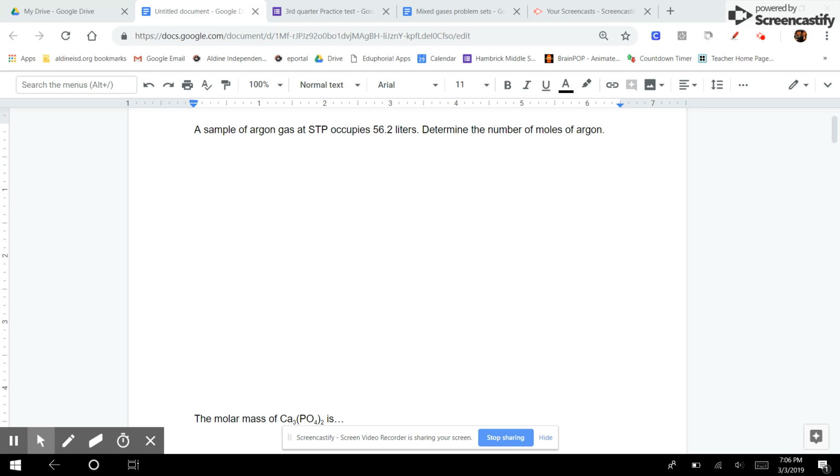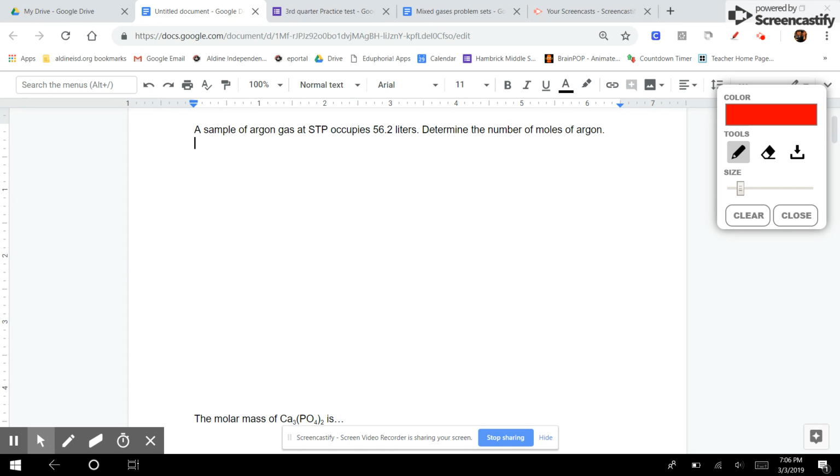Okay, this question said a sample of argon gas at STP occupies 56.2 liters. Determine the number of moles of argon. So this question is asking me to determine the number of moles, so that means I need to use the ideal gas law. The ideal gas law is PV equals nRT.